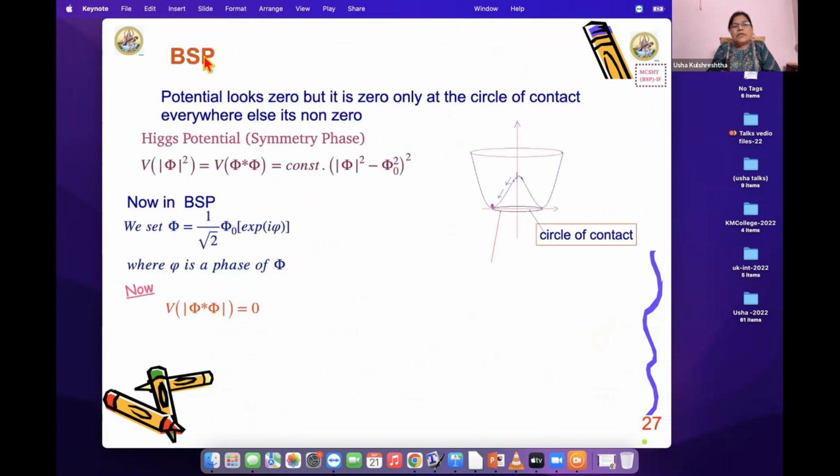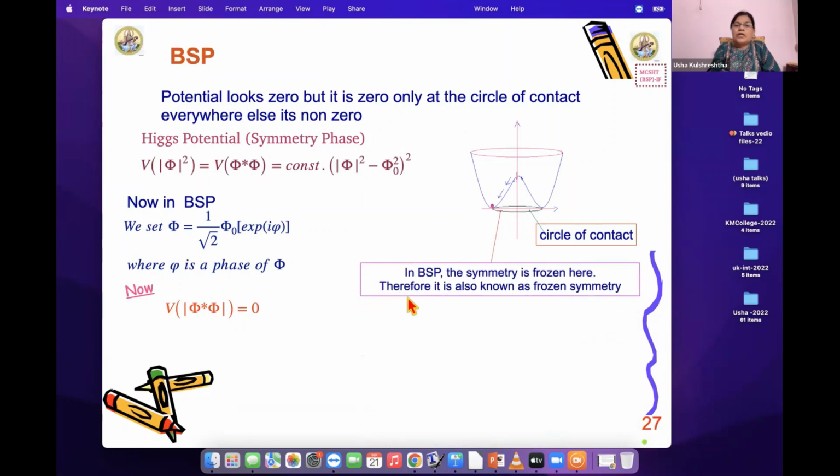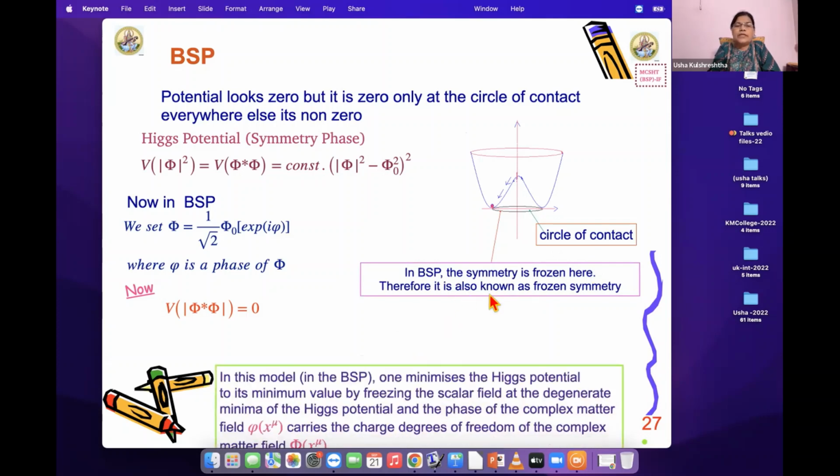Now, in this broken symmetry phase, what happens? This potential looks zero, but it is zero only here at the circle of minima, and everywhere else it is non-zero. Algebraically, also, if you set in this potential phi equal to a constant times exponential of i varphi, then it comes out to be exactly zero. So in the broken symmetry phase, the symmetry is frozen here. Therefore, it is also known as the frozen symmetry phase.